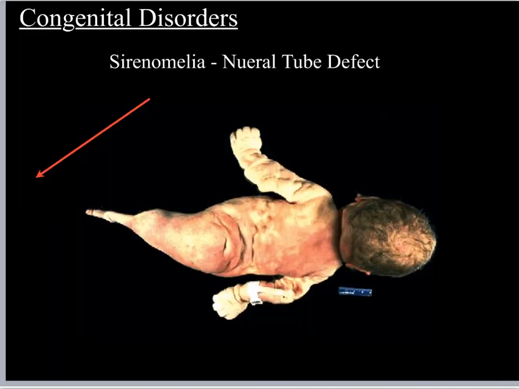All right, this is an example of sirenomelia. I don't know why there's a red arrow right there. This is also a neural tube defect, but in this case, the defect caused the fusion of the legs in the midline. Okay, so there is no opening for the anus, vagina, or urethra. This is also incompatible with life, and these babies usually die within minutes or a few hours of birth.